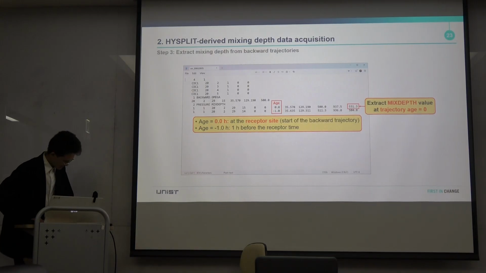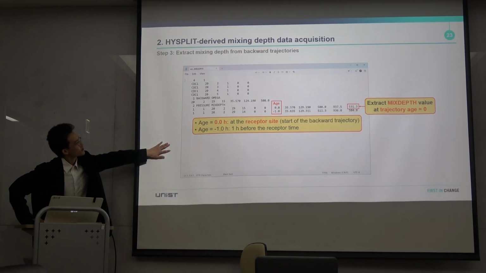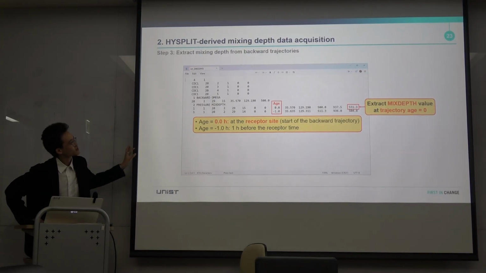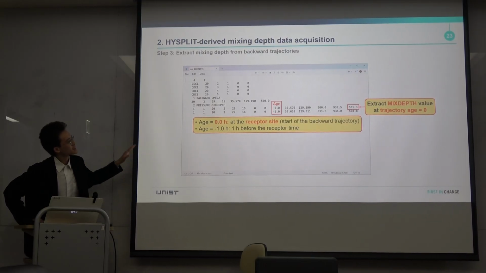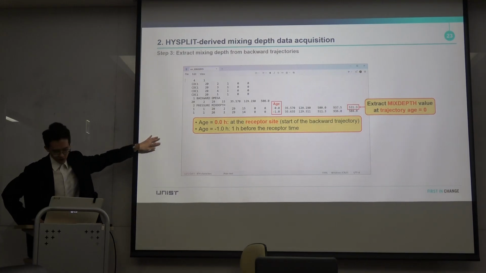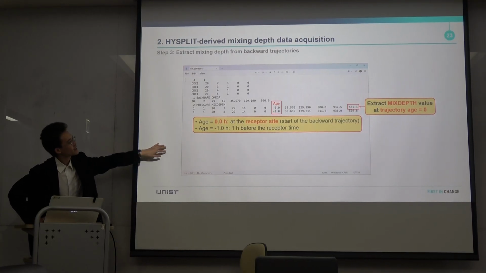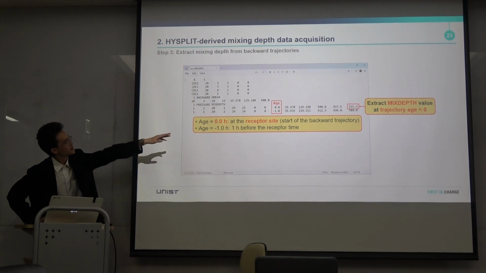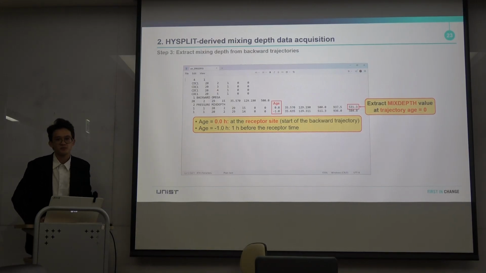So as you can see here, this column shows age. At age equal to 0 is at the receptor side, the starting of the backward trajectory. For that reason, for every backward trajectory file, we have to extract the value of the mixing depth at the row where the age is equal to 0.